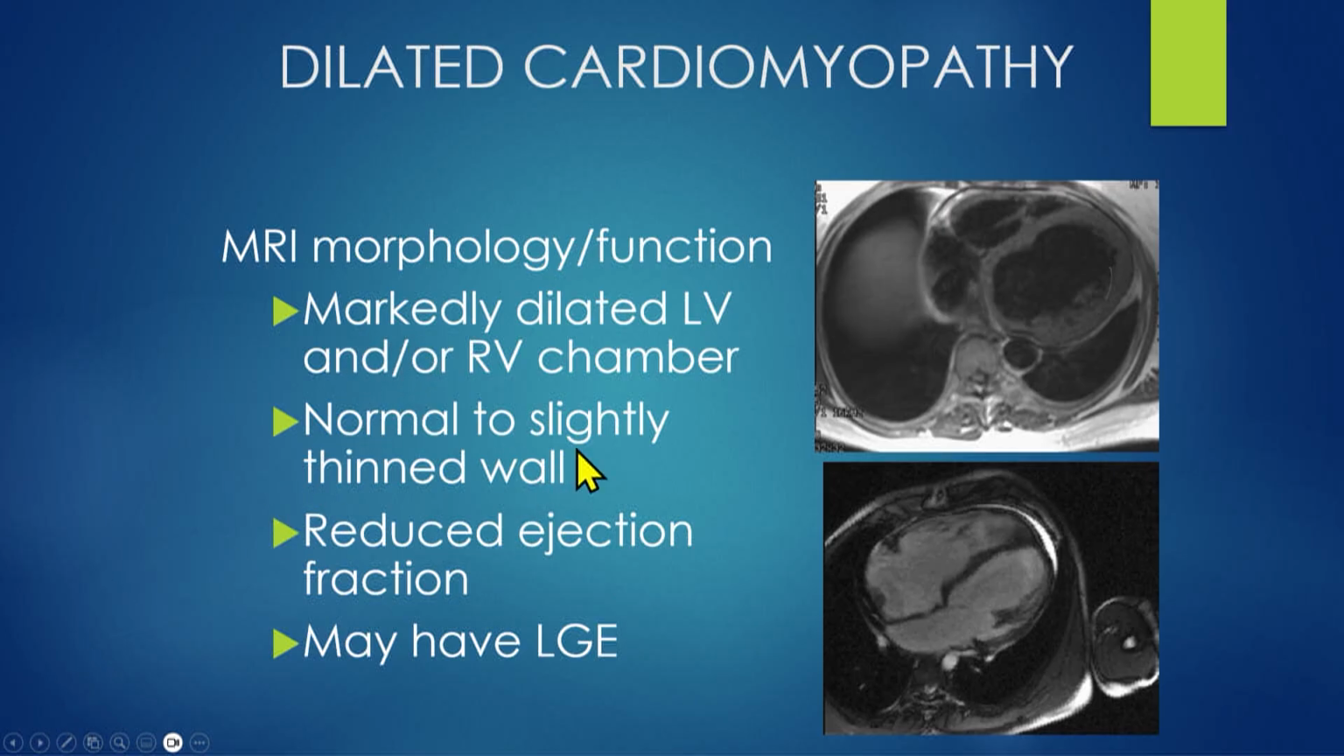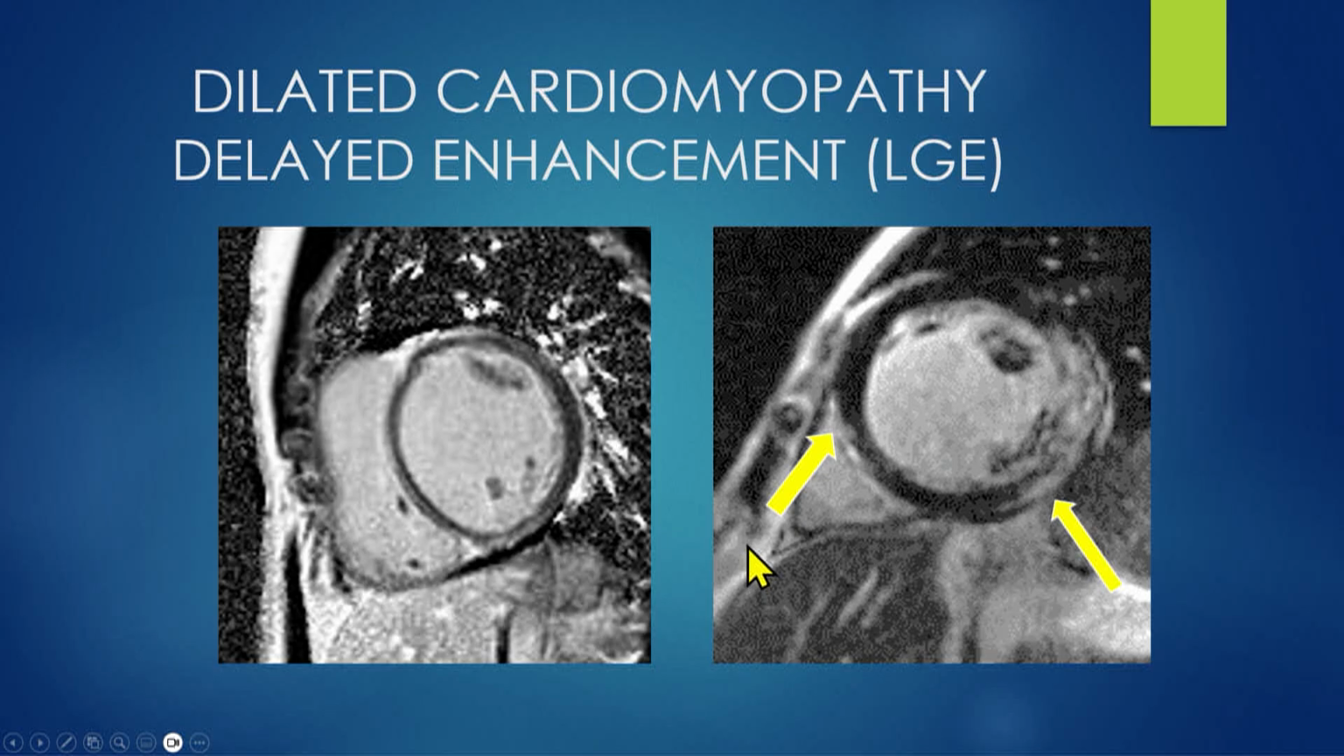Now, this is just a standard dilated cardiomyopathy. It's a dark blood image just showing a very dilated LV, and again, showing poor EF. Dilated cardiomyopathies may or may not have delayed enhancement. It's not rare sometimes, like this one really doesn't have much. Sometimes you can see a little strip of delayed enhancement along the septum, mid-myocardial. That's very common with dilated cardiomyopathy. I don't know if you can see it in this one or not.